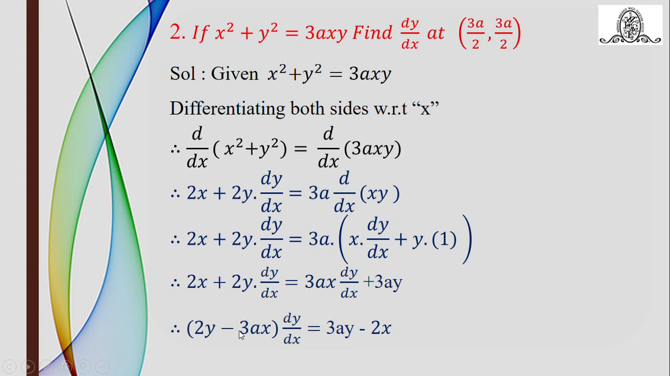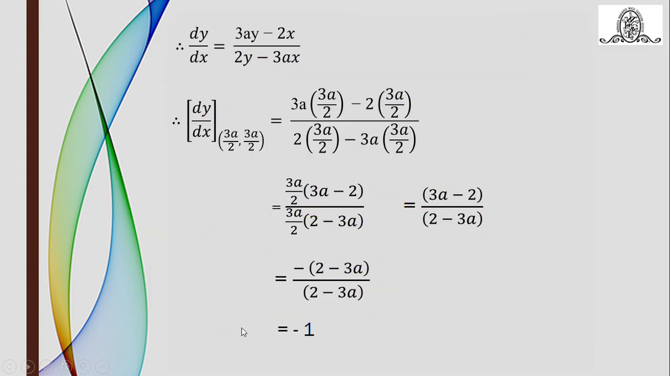Finally we just have to shift this bracket into RHS, so that you can write dy by dx equal to the whole RHS upon that bracket, that is 2y minus 3ax. So this is our dy by dx, but one more question is asked there, to find dy by dx at this particular point. So let us substitute that point in this answer now. Both x and y we have to replace by the same value, that is 3a by 2. So everywhere substitute x and y equal to 3a by 2.